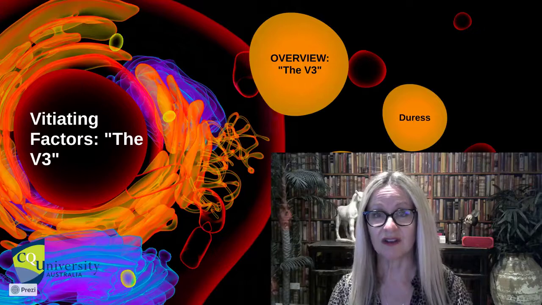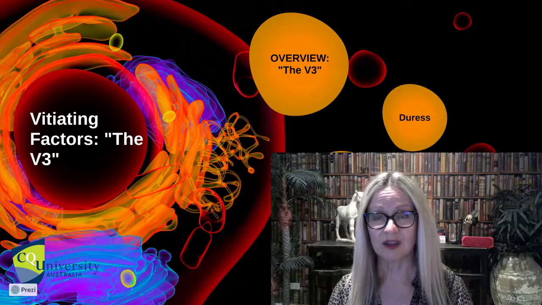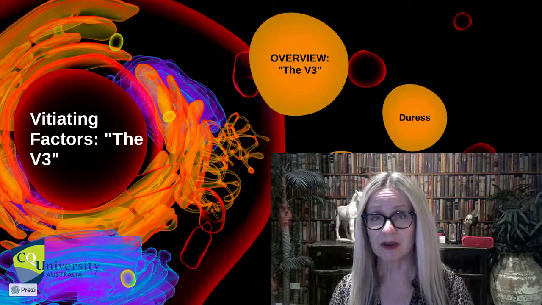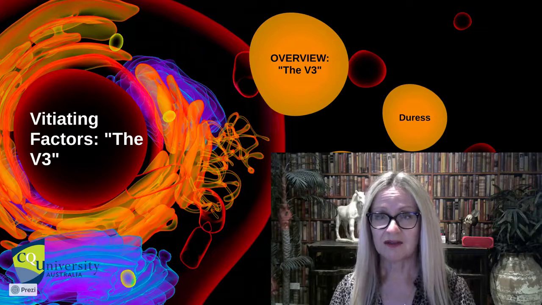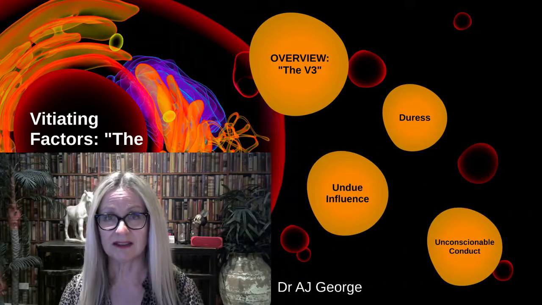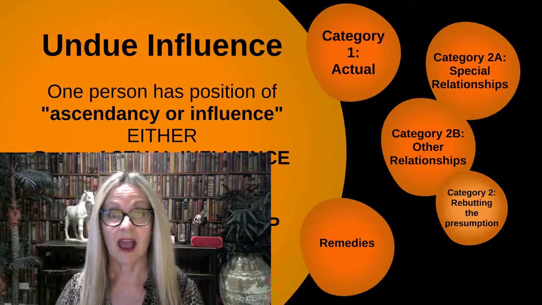This is video 3 in the video series on the 3 vitiating factors of duress, undue influence and unconscionable conduct. In video 1 we did a bit of an overview of the common threads among the 3 different vitiating factors. In video 2 we had a look at duress, and now we look at undue influence. So without further ado, let's hop into undue influence.